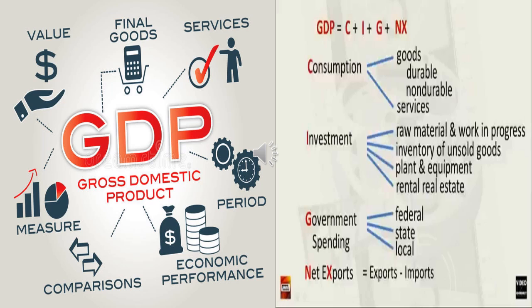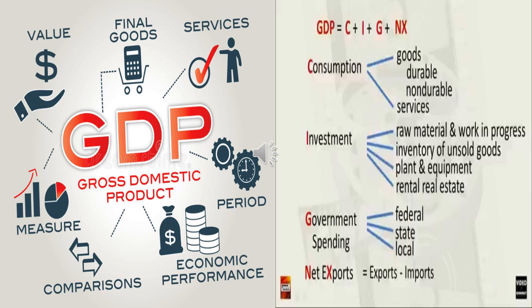With export you earn money, but with import you have to spend money. That's why they gave us X minus M. If you export things, you earn money, but if you buy things from foreign countries, you have to spend money. So consumption, investment, and government expenditure are added along with the export value reduced by the import value.